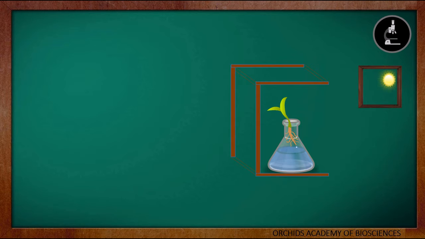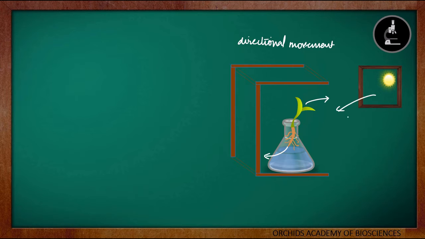Slowly, again after a few days, if we notice, this shoot will again start growing towards the sun and the root will go back again away from the sun. So always the shoot part of the plant will grow towards the sun and the root will grow away from the sun. So again there is a directional movement in response to the stimulus, and the stimulus is the sun.